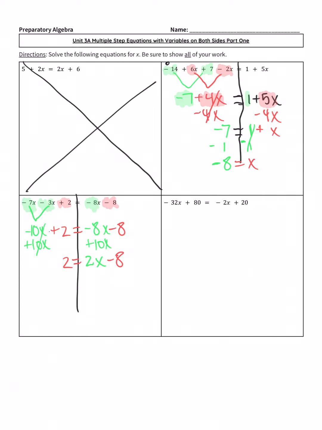So my next step is to continue to combine like terms across the equal sign. I have 2 and negative 8 that are alike. So to move my negative 8, I need to add 8 to both sides. And now I'm left with 10 is equal to 2x.